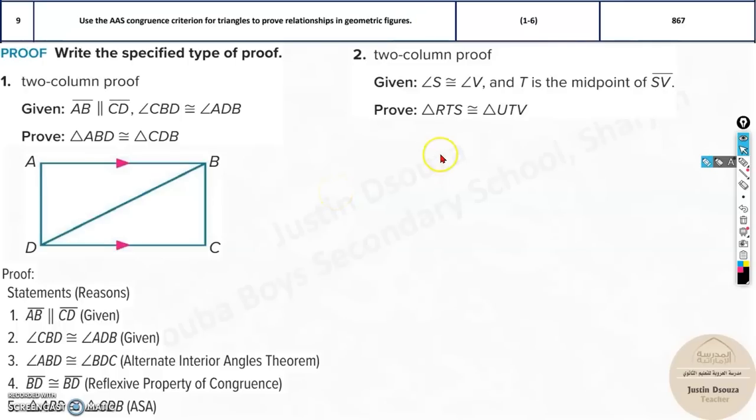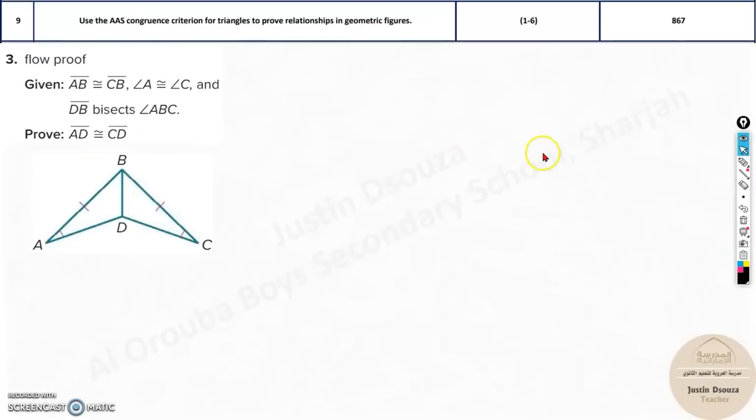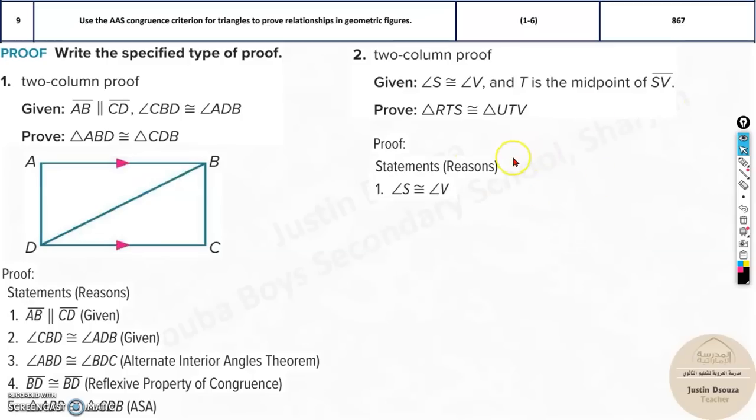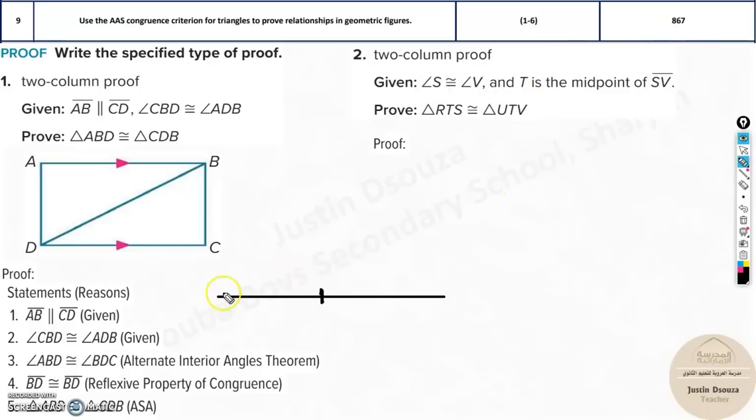Now, another one over here. So they have given a few things, that is S, V, and T are the midpoints of SV. Prove the two triangles are congruent. I'm just checking for the question. Okay, I'm sorry. The figure is missing over here. Anyways, we can do with this itself. Let's just try to assume there are two triangles, and they have told SV is the midpoint. Okay, and the angles are equal. Okay, it's very hard to do it without the figure.